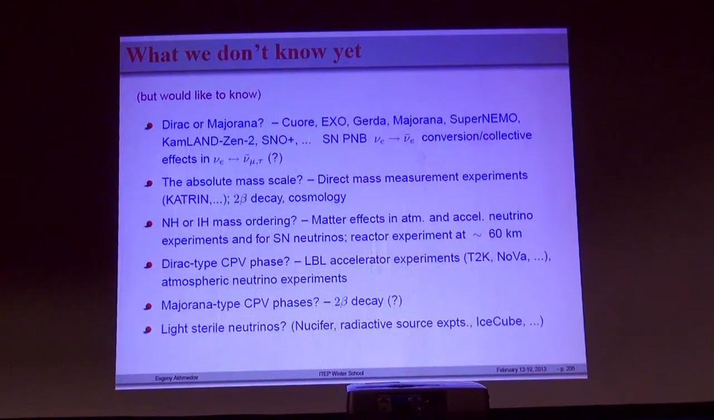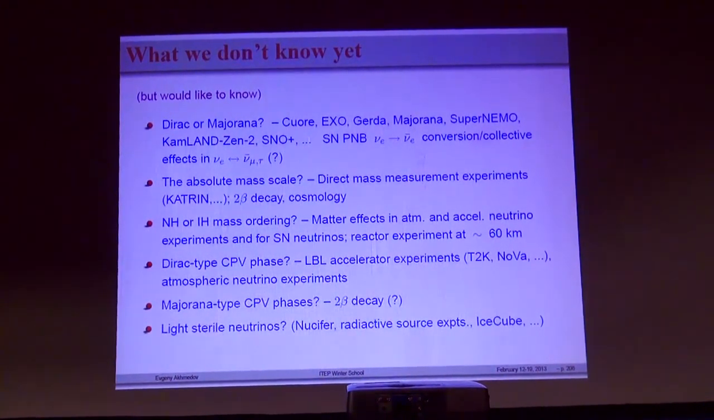So, what we don't know yet about neutrinos: we already learned a lot, but there are things which we still do not know. The main question is, in my mind, whether neutrinos are Dirac or Majorana particles. And the only known practical way to answer this question is neutrinoless double beta decay, as I mentioned. And there are many experiments which are either underway or in an advanced stage of planning, which should be able to answer this question if neutrinos are quasi-degenerate or their mass hierarchy is inverted. Unfortunately, if we have the normal mass hierarchy, it would be extremely difficult, if possible at all, to see neutrinoless double beta decay. And we don't know yet what the hierarchy is.